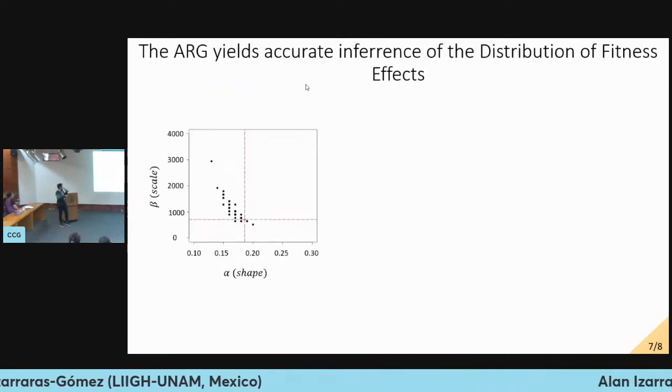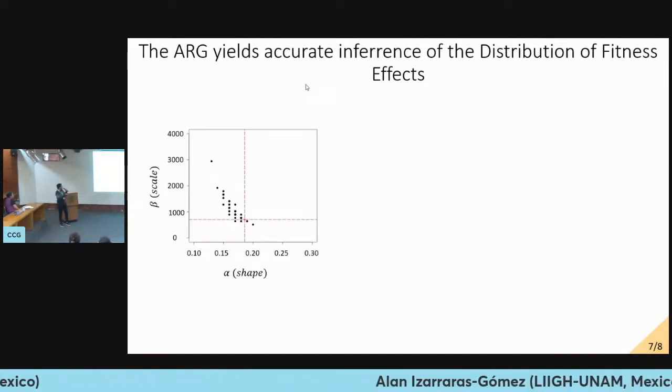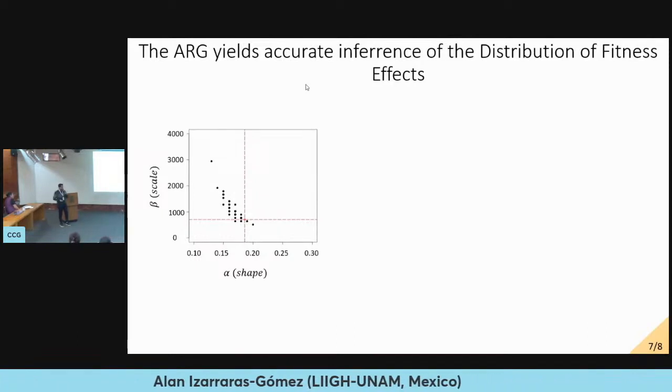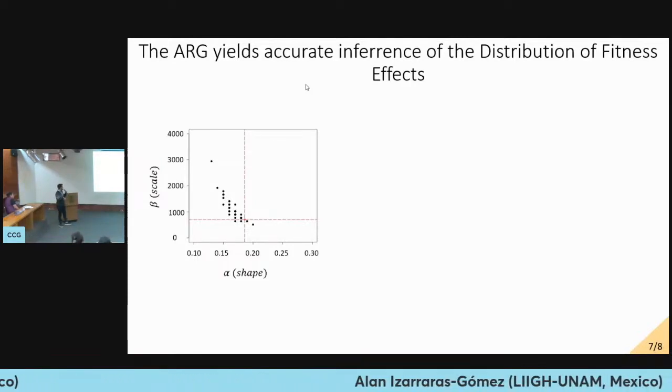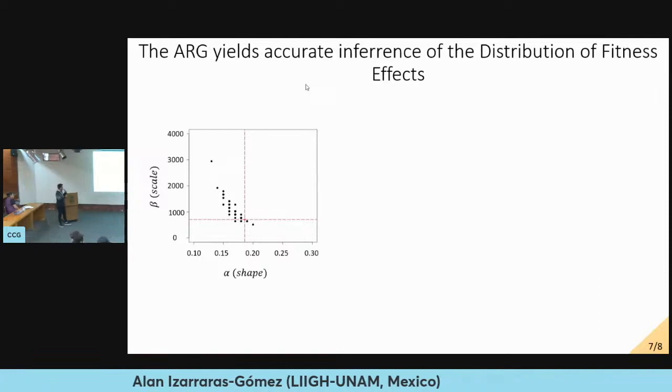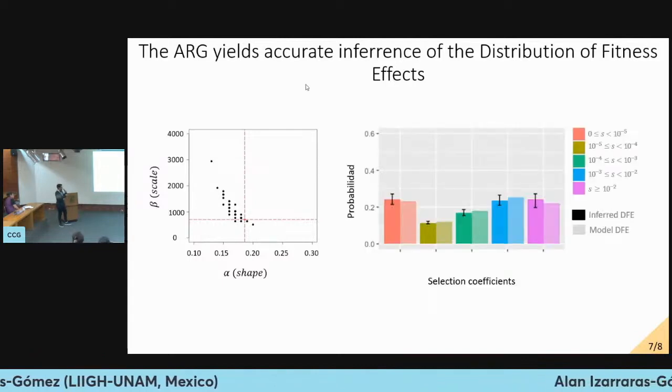So here in the x-axis, we have the shape parameters. On the y-axis, we have the scale parameters. In the red coordinates is the real parameter values, the one that I'm modeling after. And in black, the black dots are all my independent inferences. So this looks good, but we don't have any reference about how it looks. And if we draw it out, it looks something like this.